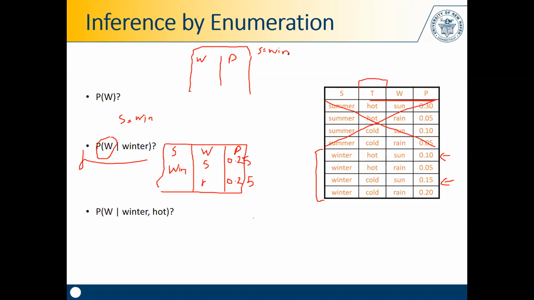And these values from what we have here are going to be for weather being sunny, the value is going to be 0.25 divided by 0.5, which is 50%. And for rainy, it's also going to be 50%. Again, 0.25 divided by the sum of these probabilities.